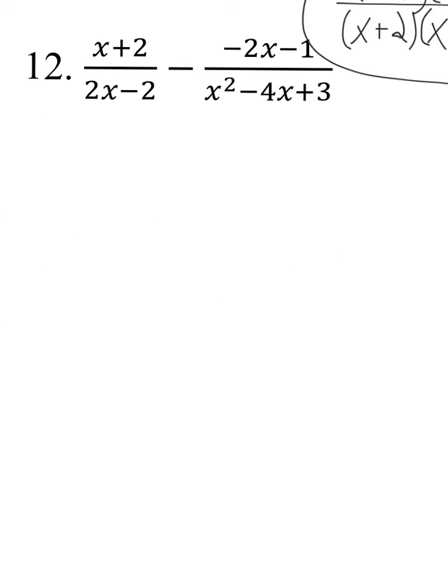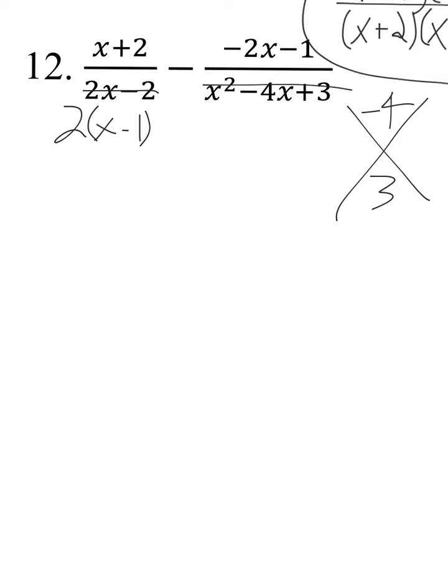Okay, so number 12, I'm now subtracting two fractions, and so I'm going to factor where I can. I see that this is 2x minus 2. I can rewrite that as 2 times x minus 1. All right, and then this is a quadratic expression. What are my factors of 3 that add to negative 4? 3 times 1 is 3, but they don't add to negative 4. So let's make them both negative. Negative 3 plus negative 1 is negative 4, and times for positive 3. So I'm going to write this as x minus 3, x minus 1.